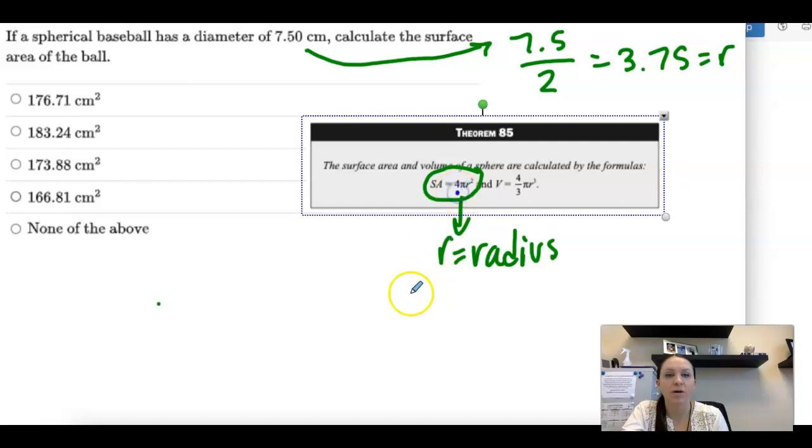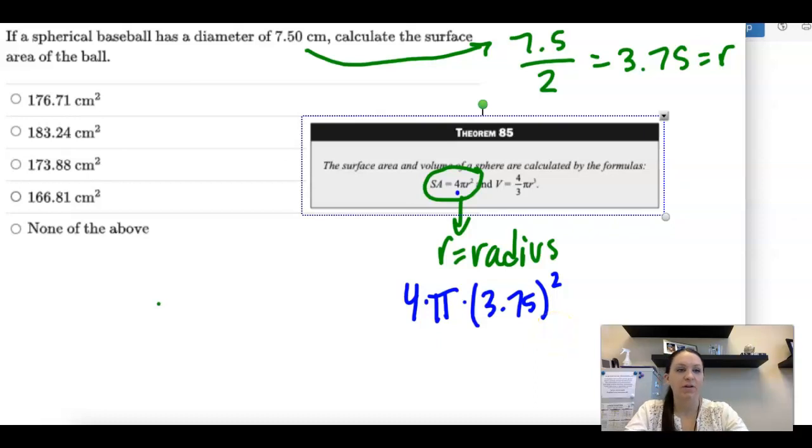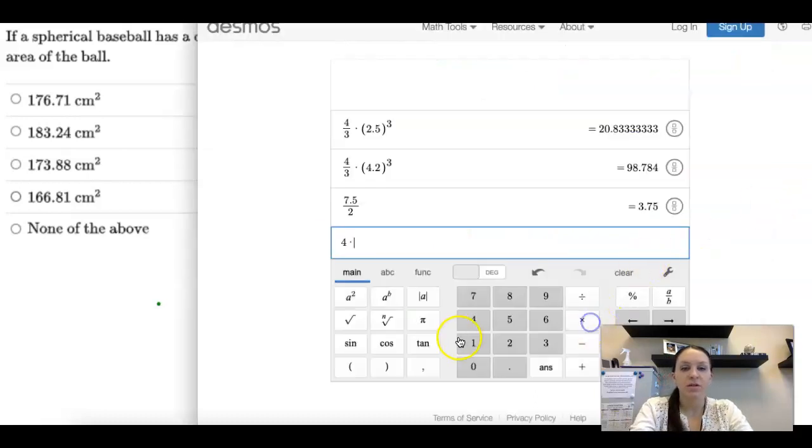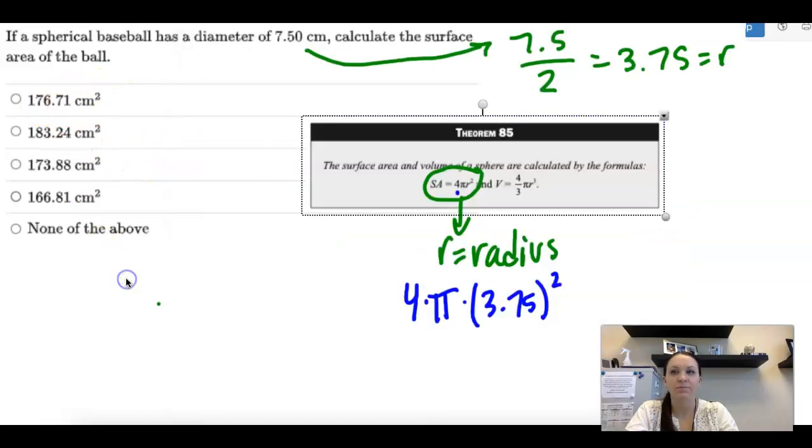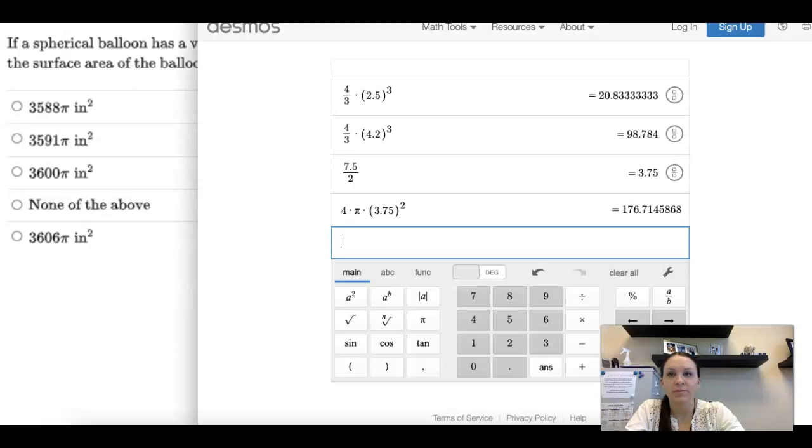So I have 4 times pi times the radius squared. And then notice your answers this time do not have pi. So I'm going to put this whole thing in the calculator. So 4 times pi times the radius squared. 176.71. Right here. It's our very first one. That's it on that one. So we'll do one more.